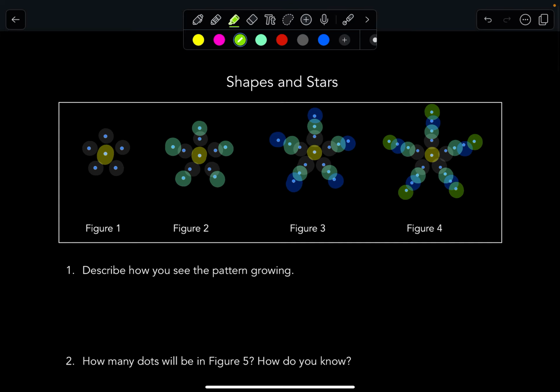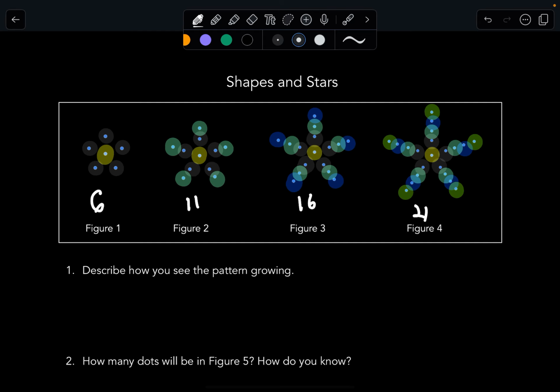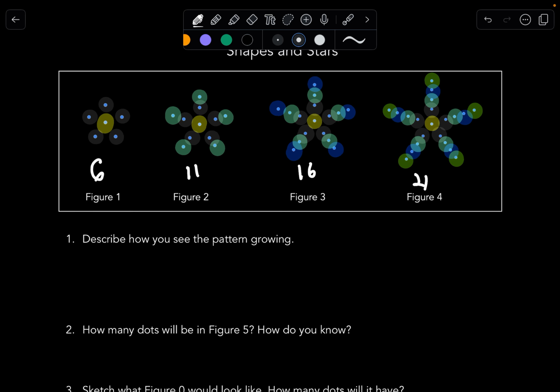So looking at this, in figure 1, we have 1, 2, 3, 4, 5, 6. So we have 6. Then we have, if you count this up, 11. And then we have 16, as you can see by the multicolor. And then we have 21. So it looks like, how is the pattern growing?